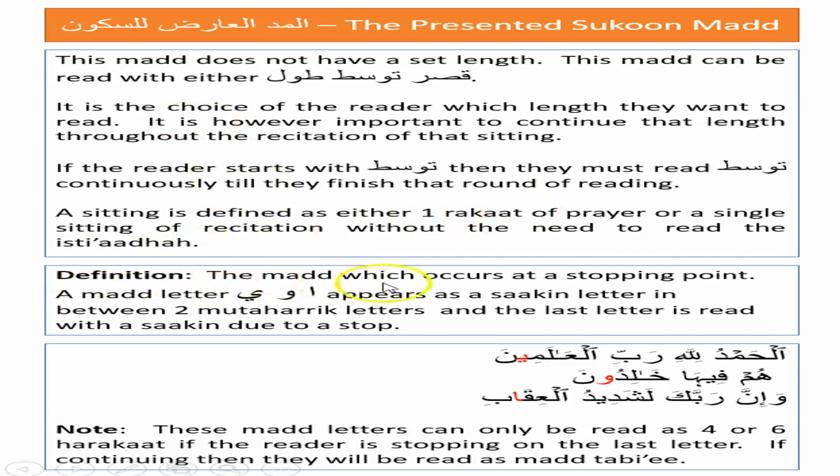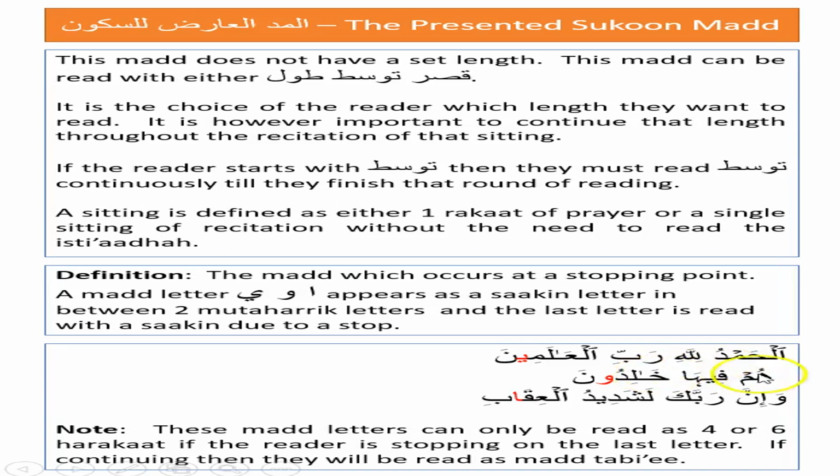Now the definition: the med which occurs at a stopping point. A med letter, alif, waw or ya, appears as a sakin letter in between 2 mutaharrik letters, and the last letter is read with a sakin due to a stop. Let's have a look at the last word here, and the last word there. There is a haraka and haraka, but the last letter is presented as a sakin. Why? Because we're stopping there.